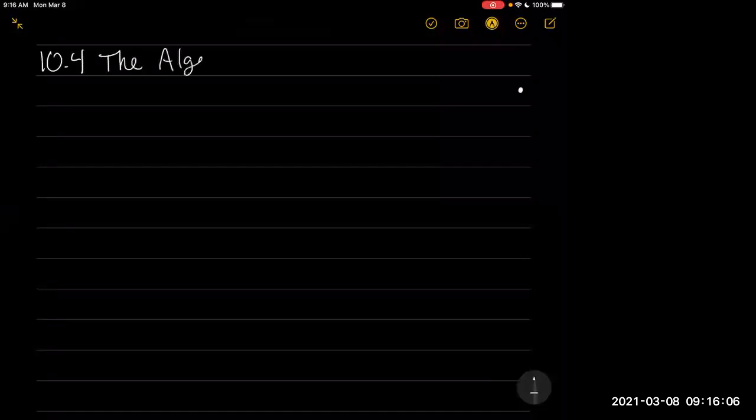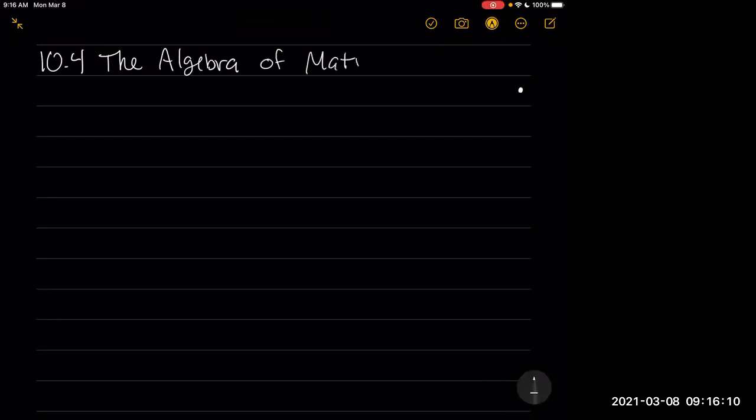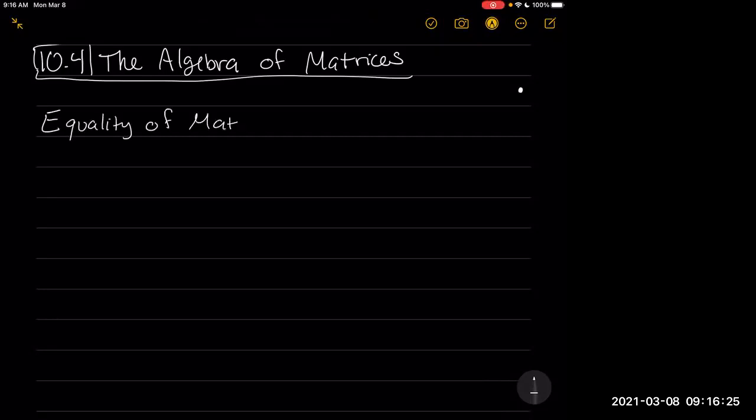Hi class, today we're going to start section 10.4, which is on the algebra of matrices. So first we're going to go over what it means for two matrices to be equal. The equality of matrices.